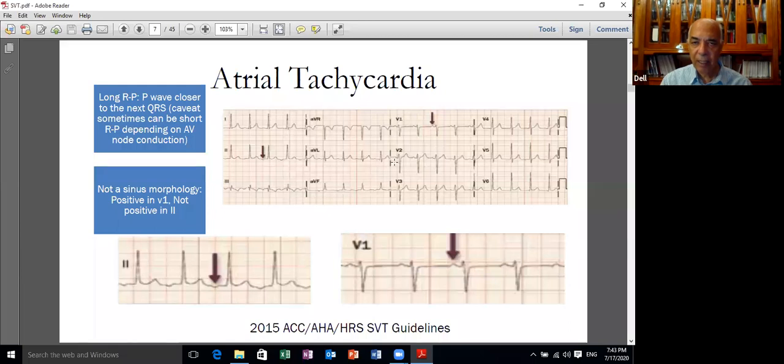So the most likely thing, if it is positive in V1, is that it's arising from the left atrium, a posterior structure, and moving anteriorly towards the right atrium, over which is located the V1 electrode. At the same time, it's coming from below upwards. So the most likely origin of this atrial tachycardia is from the right inferior pulmonary vein.